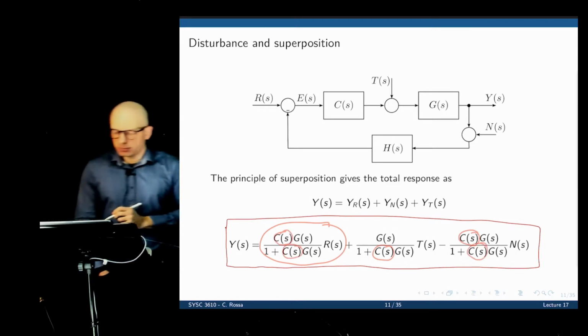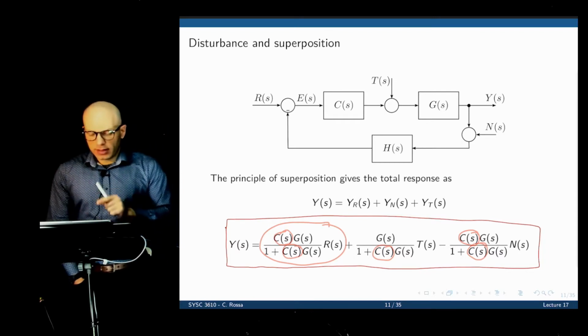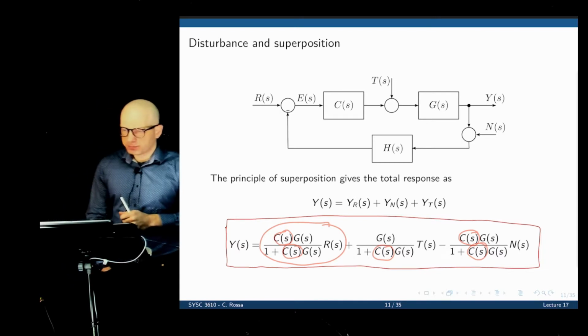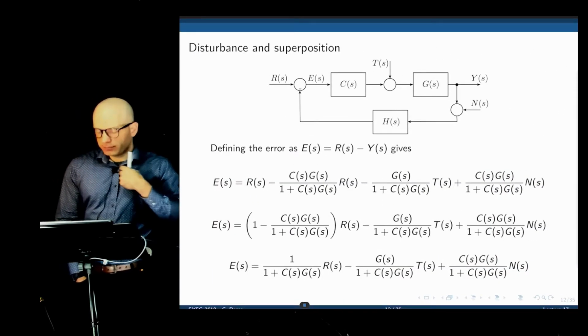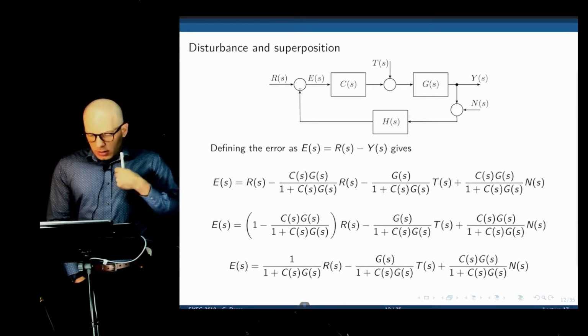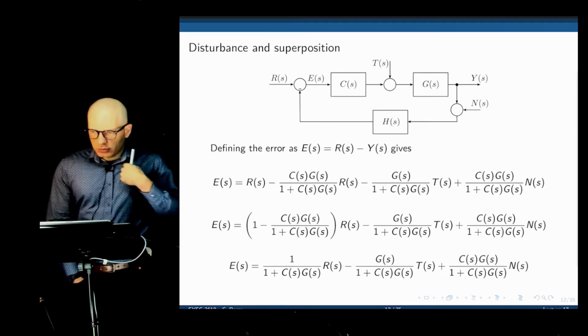That's the only thing we can control. T and N will always be there. So how then do we define that? Well, it depends. Depends on what we want to achieve.